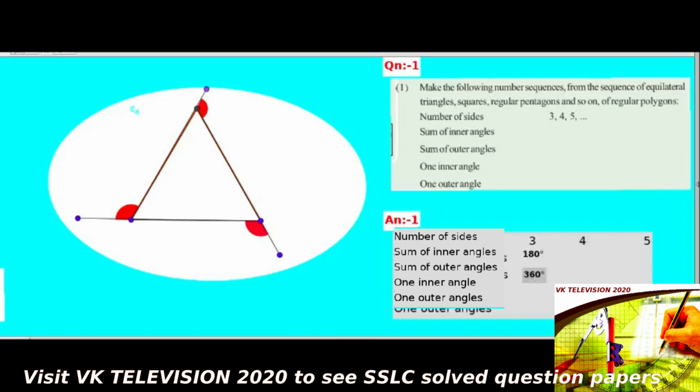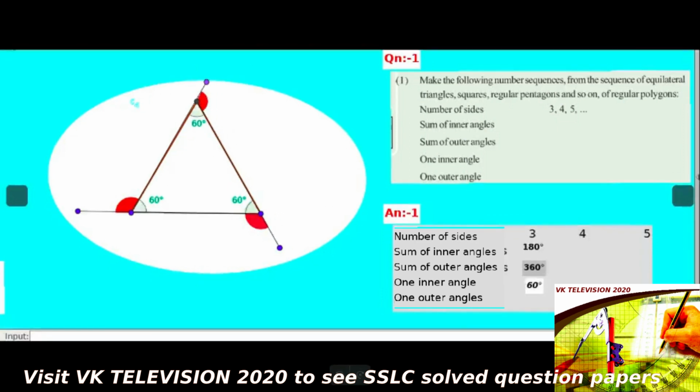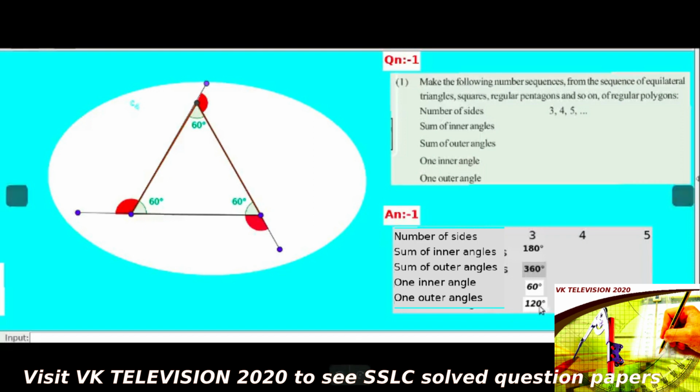Now we have to find out one inner angle. This is an equilateral triangle. So each of the angles equal to 60 degree. So inner angle is equal to 60 degree. Then we have to find out outer angles. We know that sum of these two angles equal to 180. So this angle is 120 degree.